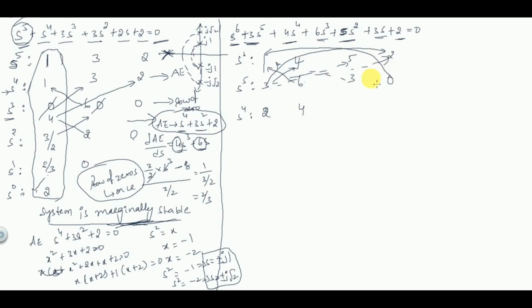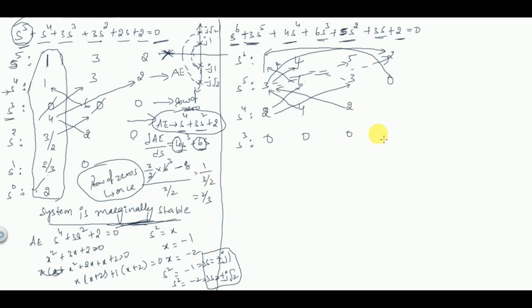So 3 into 2 minus 0 into 1, so 3 twos are 6 minus 0, 6 by 3 which is equal to 2 again. Okay, so for s cube, 2 into 6, 2 sixes are 12 minus 12, 12 minus 12 is 0, 0 by 2 is also 0. So 2 into 3 is 6 and 2 into 3 is again 6, 6 minus 6 is 0, 0 by 2 which is equal to 0 again. Anyhow, this is also 0.